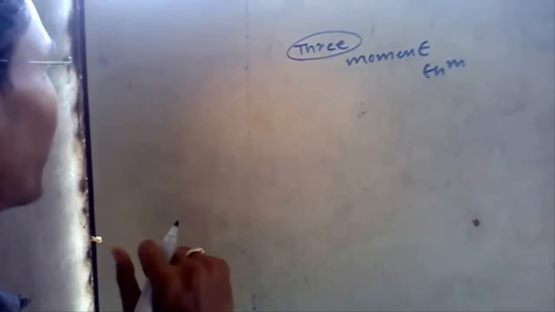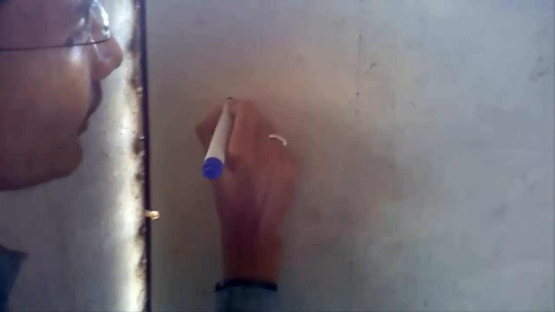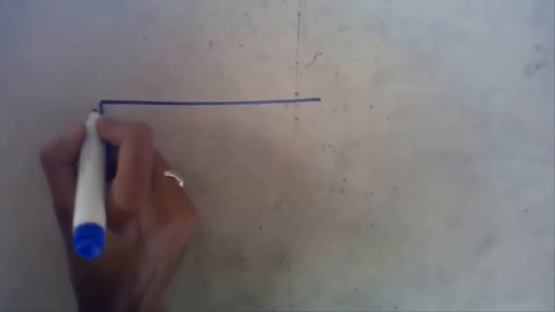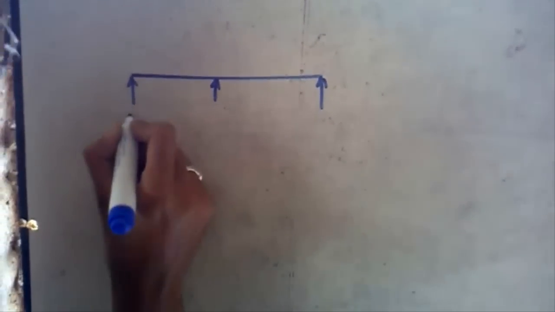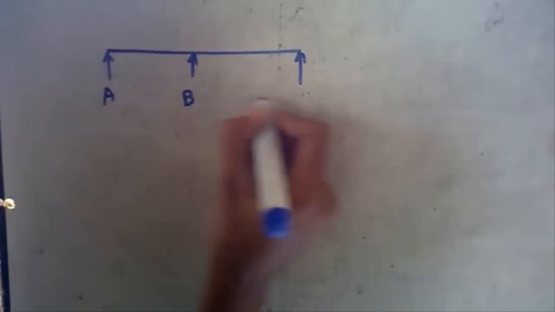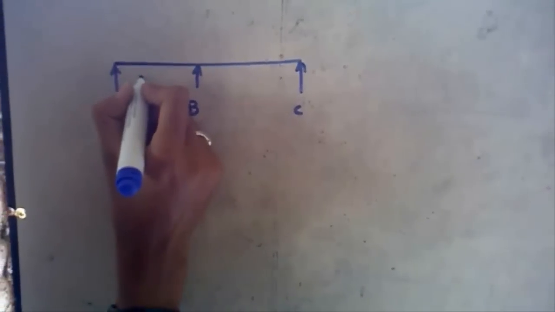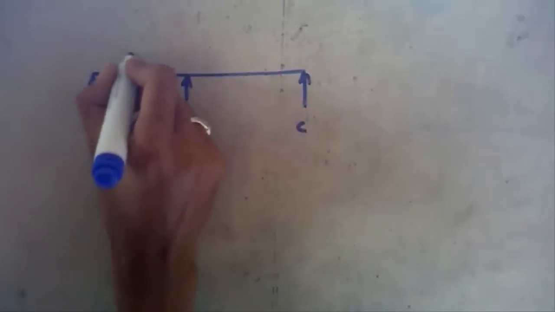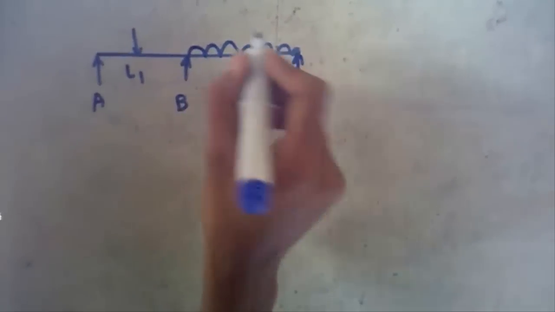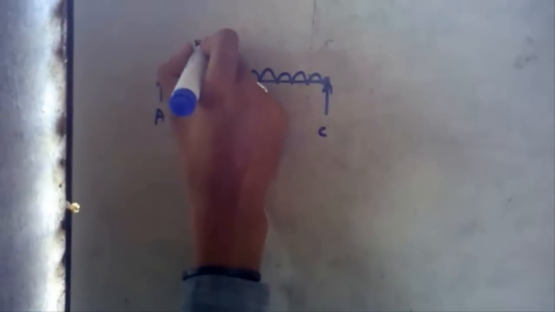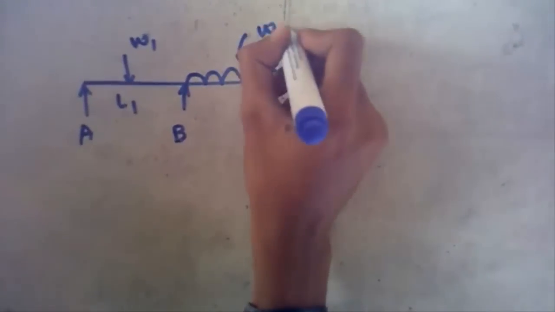Now we discuss how the three moment theorem is applied in a beam. Okay, consider here a beam. This beam has this support and this support. Okay, we are giving the names A, B, C. Here a length L1, and this is a point load here, and here a UDL. Okay, suppose consider here. So here a load W1, here load W2.